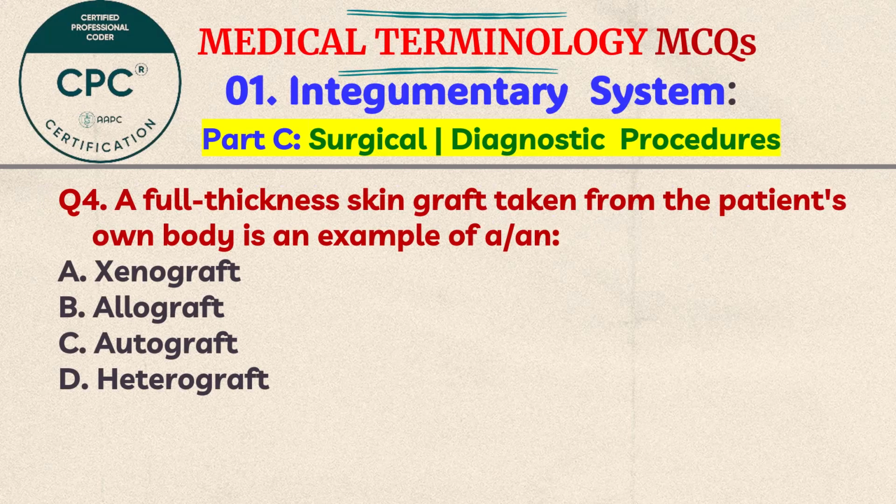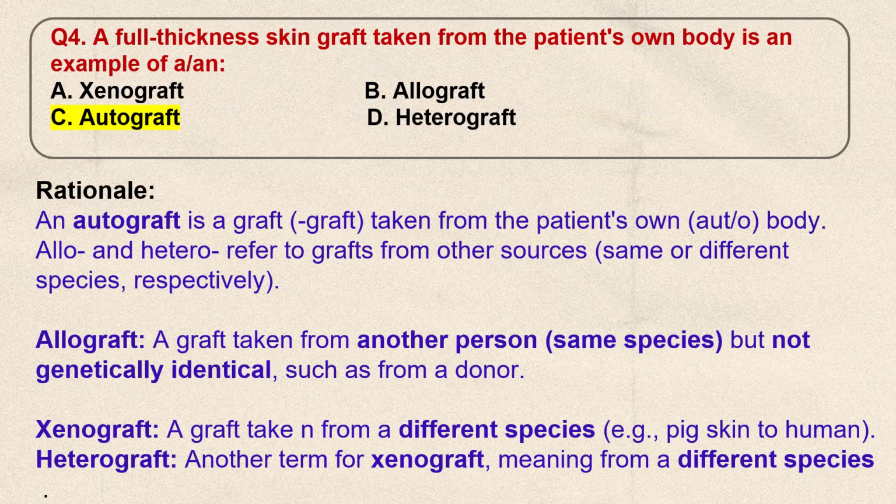Question number 4. A full thickness skin graft taken from a patient's own body is an example of an A. Xenograft, B. Allograft, C. Autograft, D. Heterograft. Think the answer. The correct answer is C. Autograft. An autograft is a graft taken from a patient's own, that auto means own, body. Allo and hetero refer to grafts from other sources.